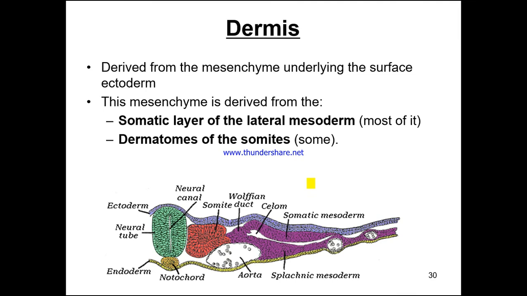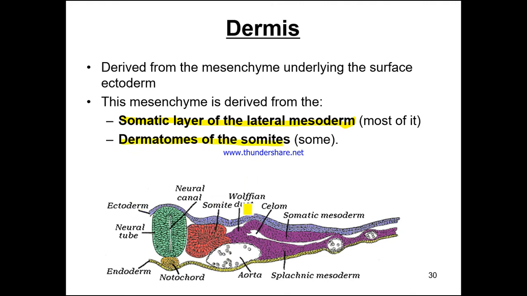Dermis is derived from the mesenchyme underlying the surface ectoderm. This mesenchyme is derived from the somatic layer of the lateral mesoderm. So I just want you to remember these points that I'm highlighting for now, because we're going to come back to most of it. And the dermatomes of the somites, some.